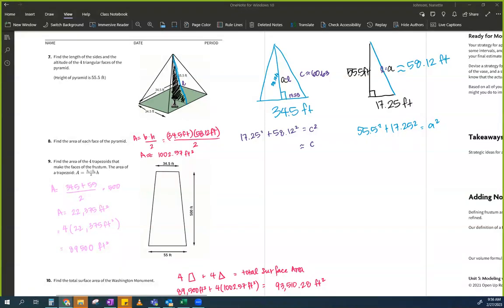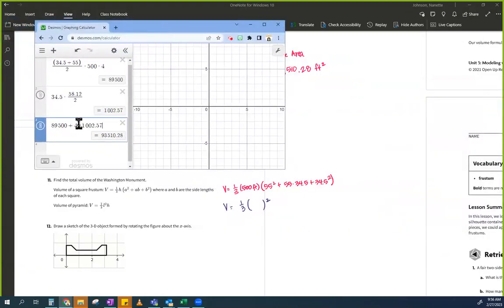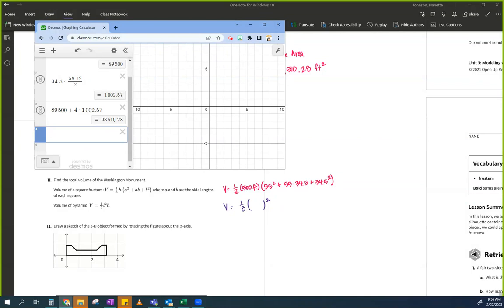Your height is this guy right here, your 55.5 feet. So this is the height of your pyramid. So there's your two numbers, 55.5 and 58.12. Okay, so I'm going to plug that in over here. 58.12 goes in my L spot, and 55.5 feet. I wanted to put feet in there. And so then I'm just going to plug this all into my calculator, and then I'm done. Okay. So give me 1 second.